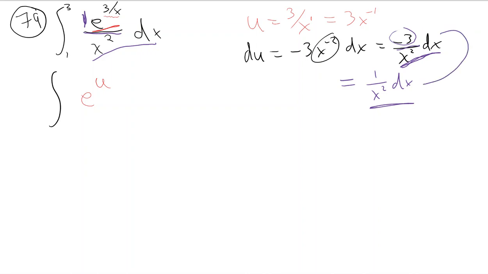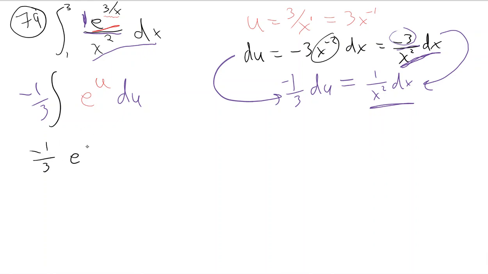So to get from this side to this side, I'm dividing by -3. So this side needs to be divided by -3. So the only substitution you can do for 1 over x squared dx is -1/3 du. Okay, so that's certainly the hardest part of the question, because now e to the u is what would give you the derivative of e to the u.